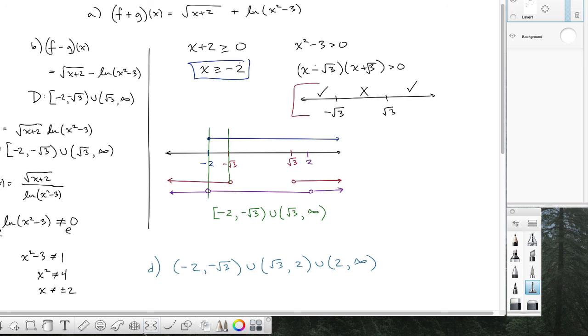Notice that f plus g, f minus g, and f times g all had the same rules because they all had the same unique things going on. They all had the square root and the natural log. But when we had f divided by g, we introduced a division, and so that changed our domain.